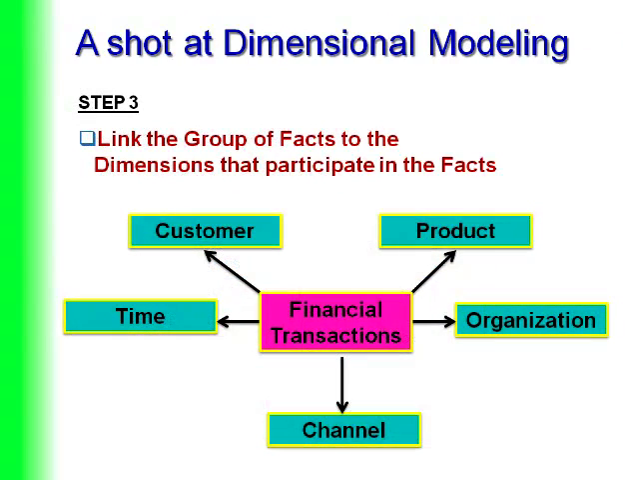Then step 3, link the group of facts to the dimensions that participate in the facts. For example, what are all the related subjects that are required to measure these KPIs as facts in the financial transactions are linked here. For example, product, organization, channel, time and customer, they are all linked here.